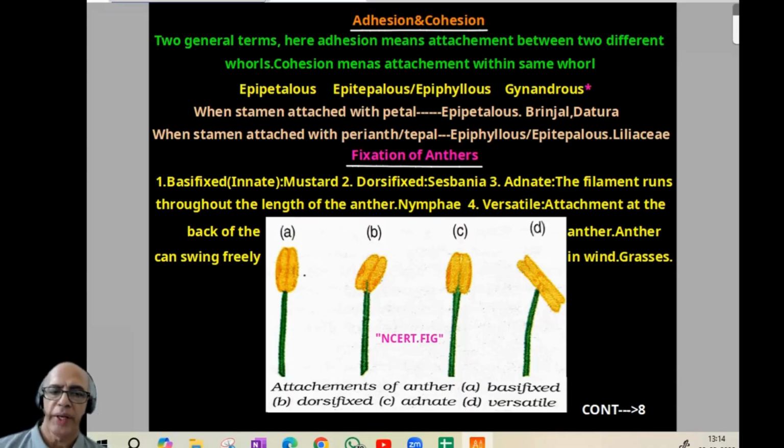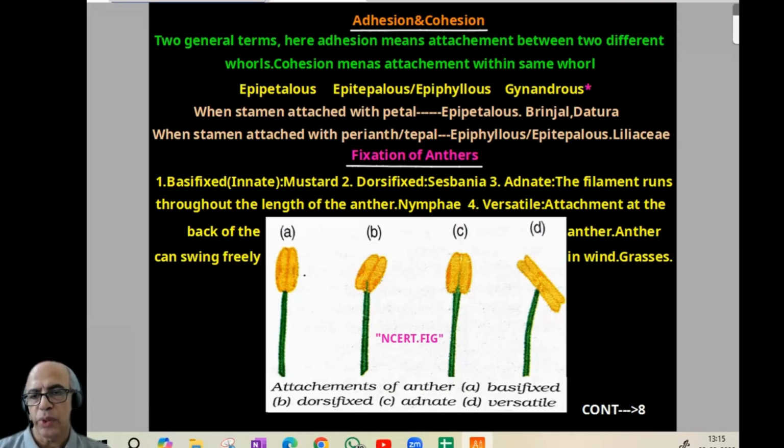Now, fixation of anther. This is the filament and the anther lobe; to which part of the anther is it attached? As such, it is not in the present NCERT, but this diagram is from the previous NCERT. Very easy diagram, simple four terms. One is called basifixed, attached at the basal part, which is otherwise called innate. Example is mustard. Second is attached on the dorsal side, so it is called dorsifixed. Example is Sesbania. Third is adnate. Adnate means the filament runs throughout the length of the anther, as in Nymphaea.